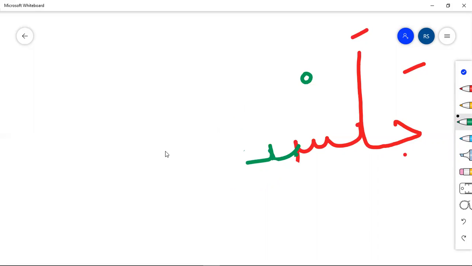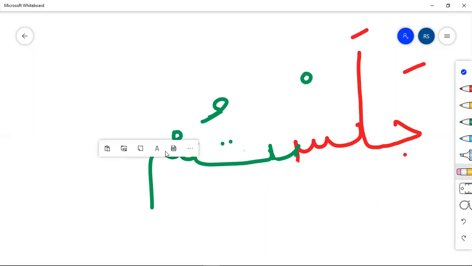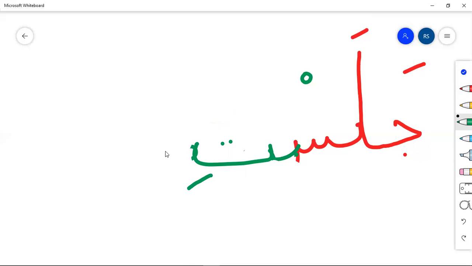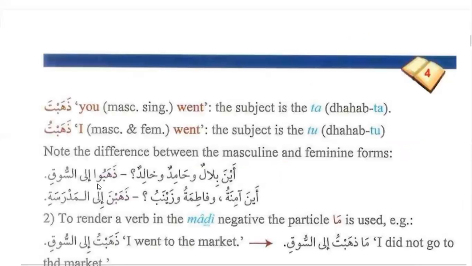Jalasta. You all sat, masculine. Jalastum. You sat, feminine. Jalasti. Okay, jalasti, yes. You all sat, feminine. Jalastunna. Okay, I sat. Jalastu. We sat. Jalasna. Miss Kinza, next.